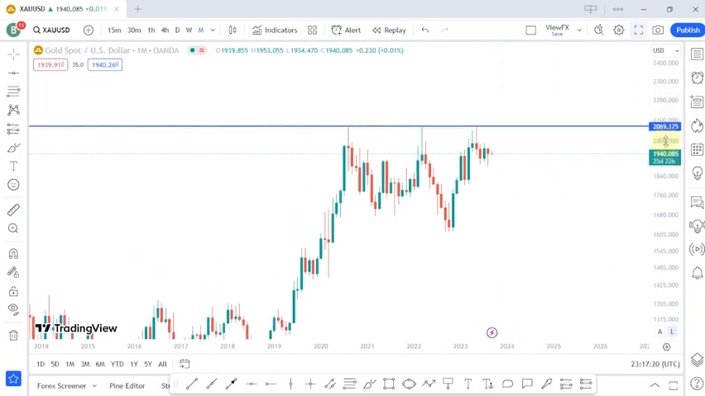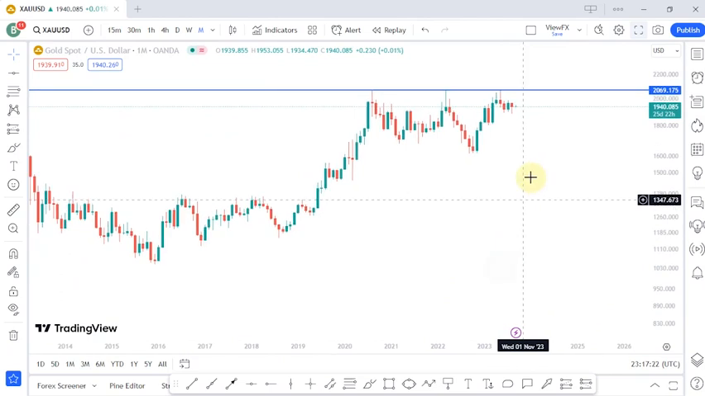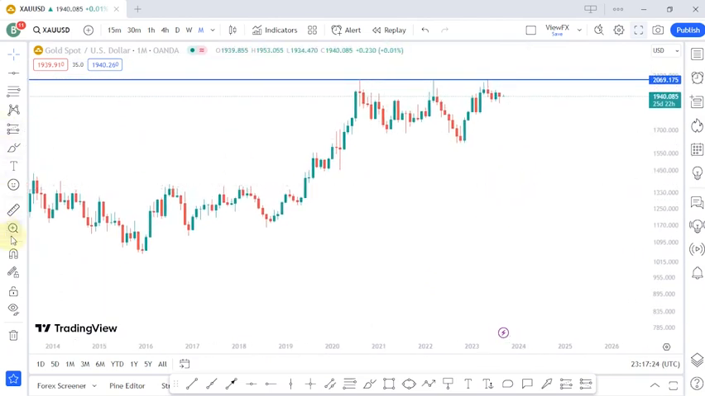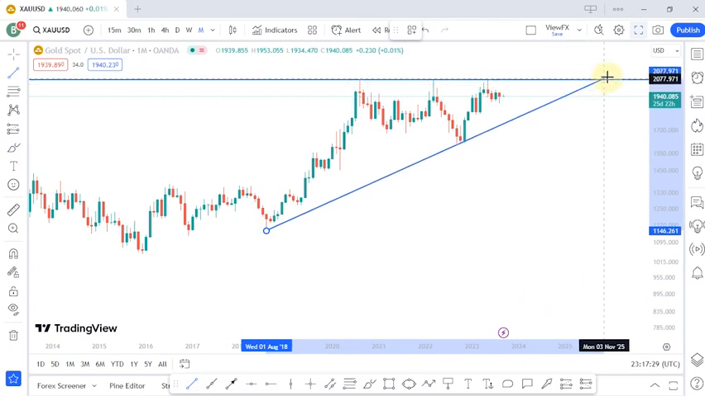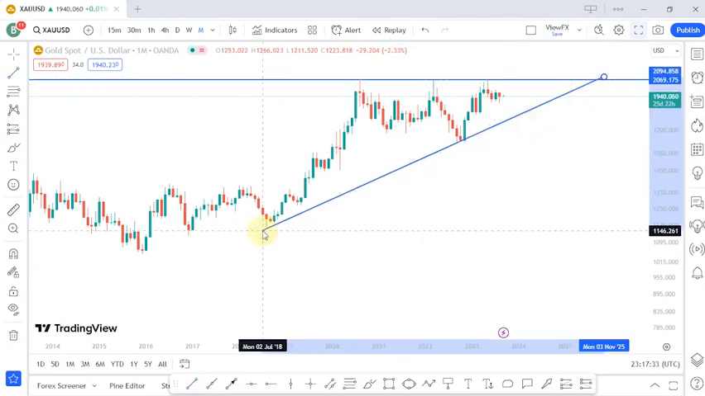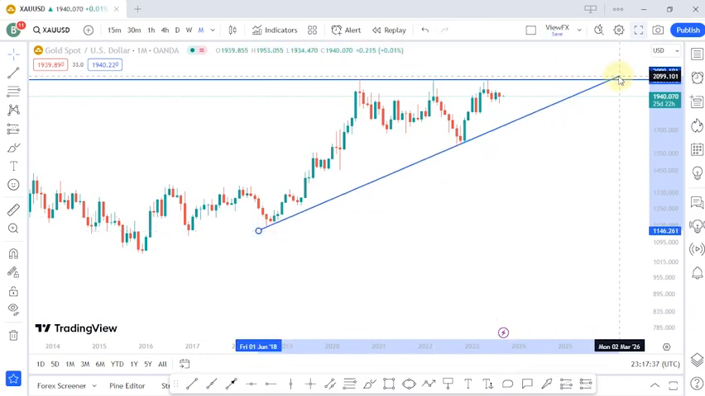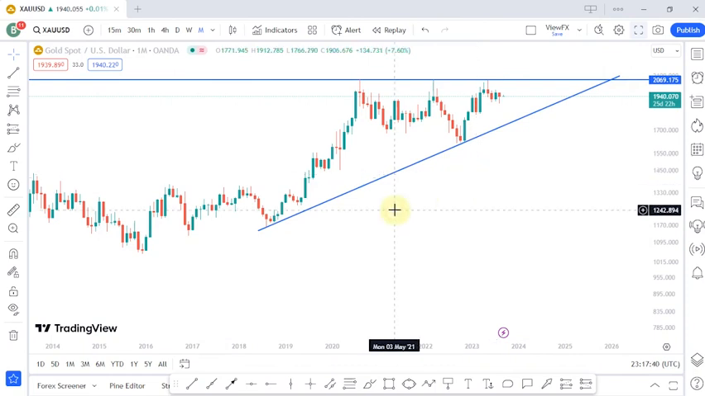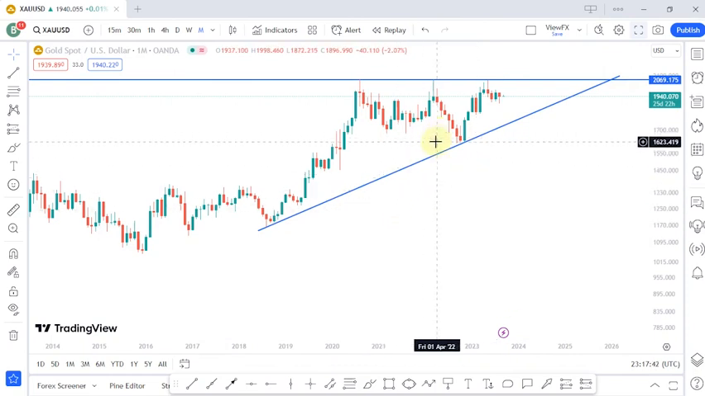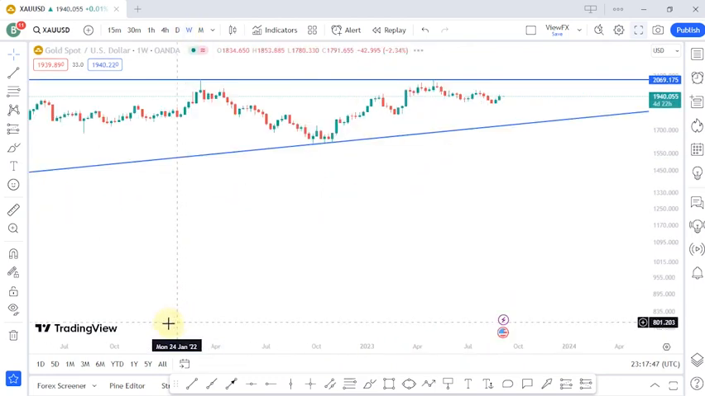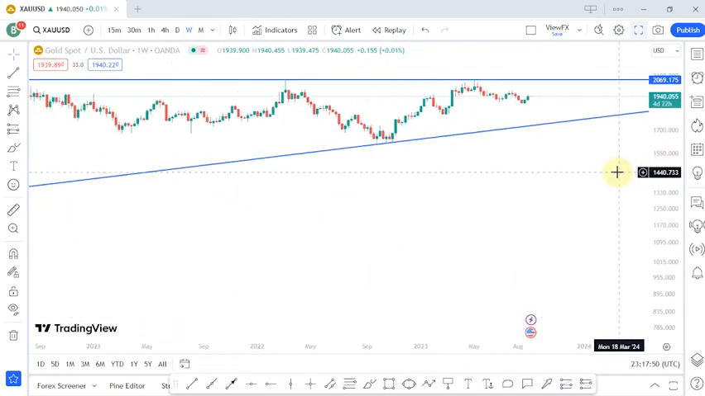So what can we see here? Apart from the triple top, can we throw in a trend line? Yes, you have a trend line here. Okay, so that's established. Then we now move down to the next time frame to see if we can find a new support or resistance level.